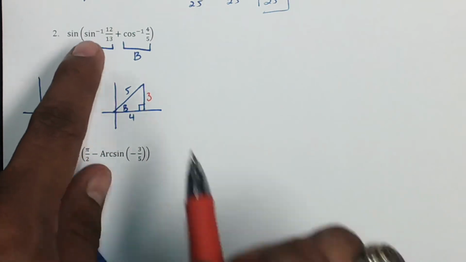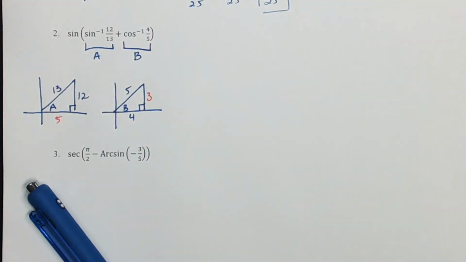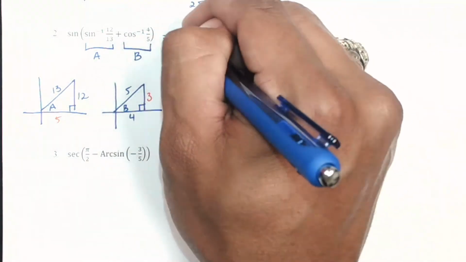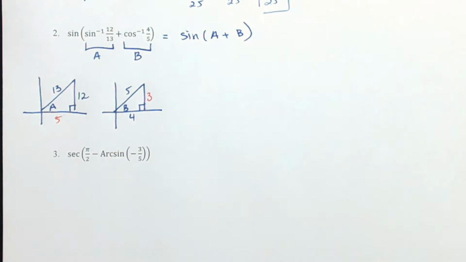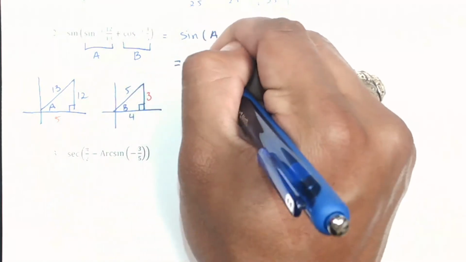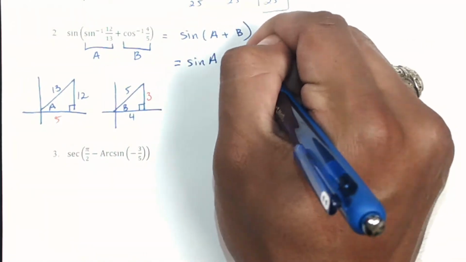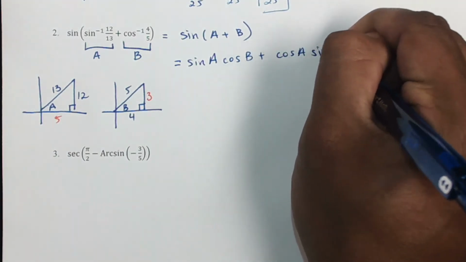So again, each inverse or arc gives me an angle, and I just called it something familiar so that whenever you see this, it's just sine of A plus B. Do I know an identity for a sum of two angles? Yes. It's SESES. So sine of A, cosine B, same sign, cosine A, sine B.